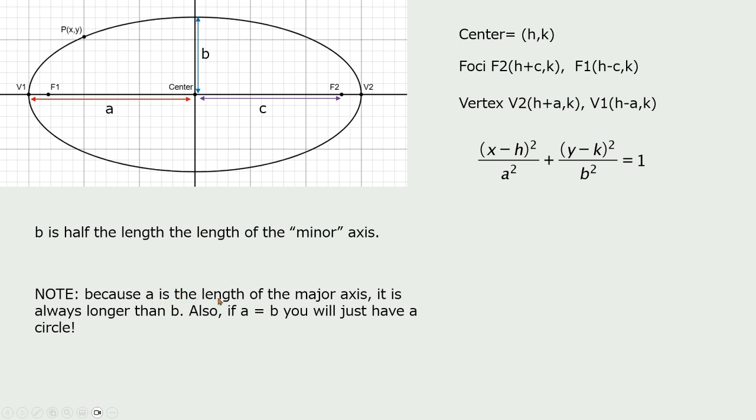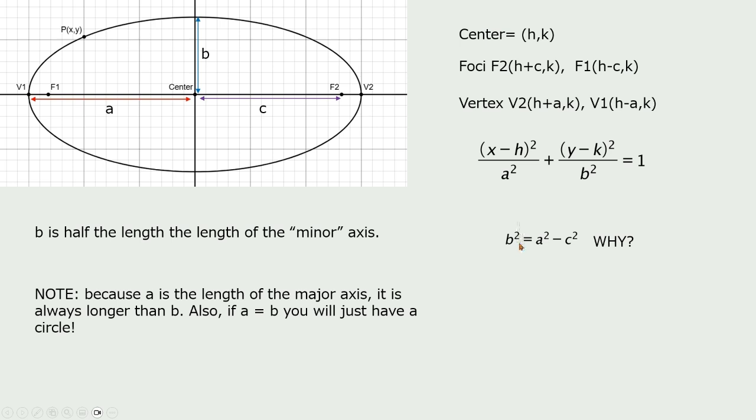Note, because a is the length of the major axis, it is always longer than b. So a is always longer than b. If they were equal, it would just be a circle. You would have no foci. You would just have a whole bunch of vertices. So that's a circle when a equals b.